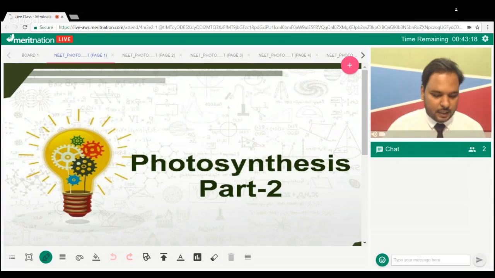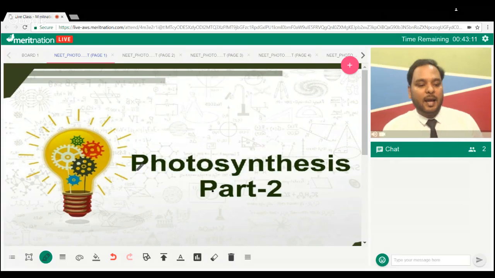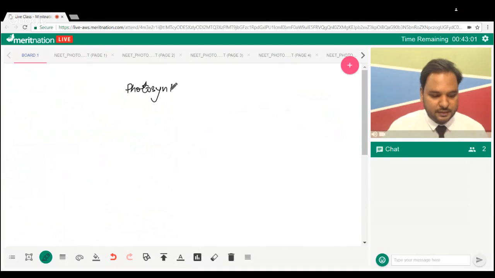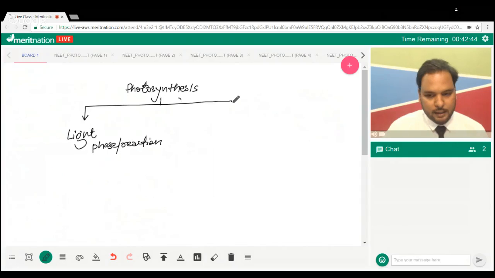So if we can start once again, everyone, our discussion. It's about photosynthesis, and we are going to talk about the dark reaction. In the last class, if you all remember, we divided photosynthesis into two broad categories: the light reaction, or the light phase, and the dark reaction.